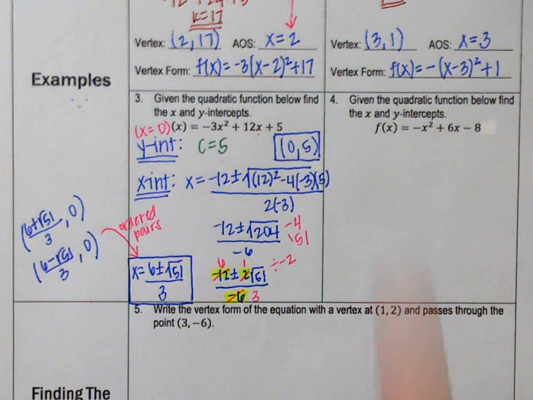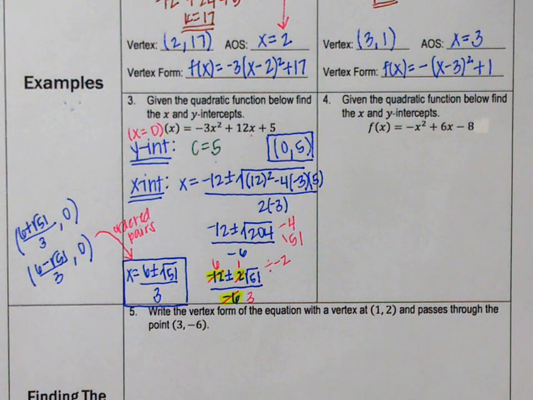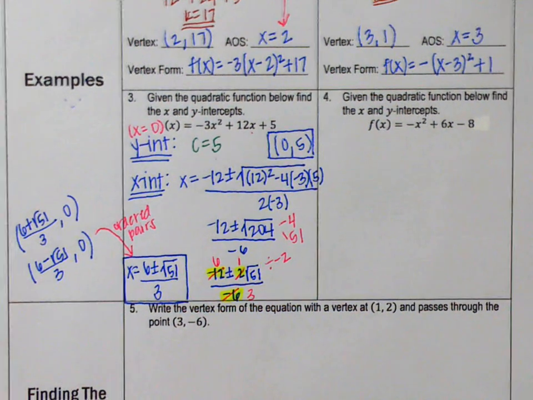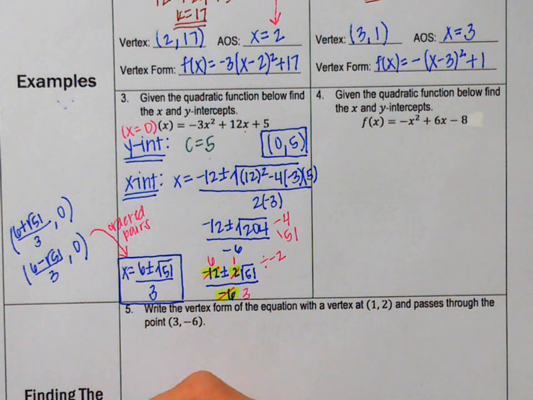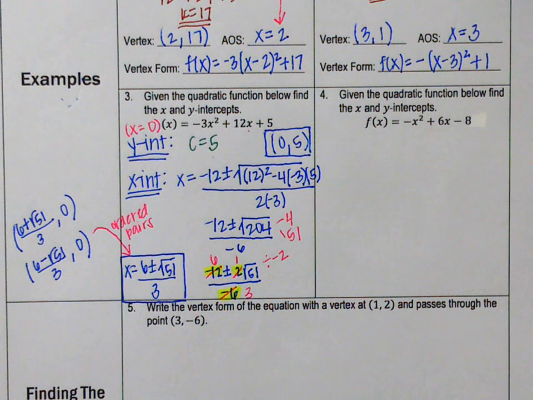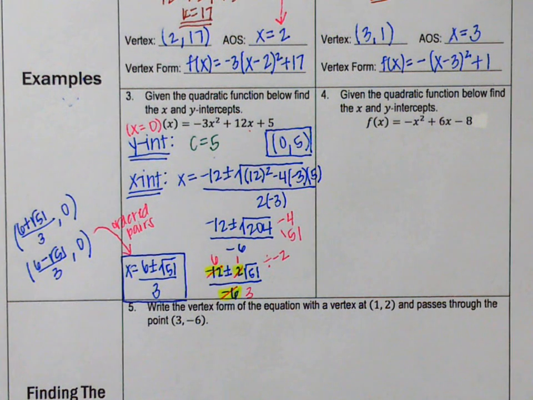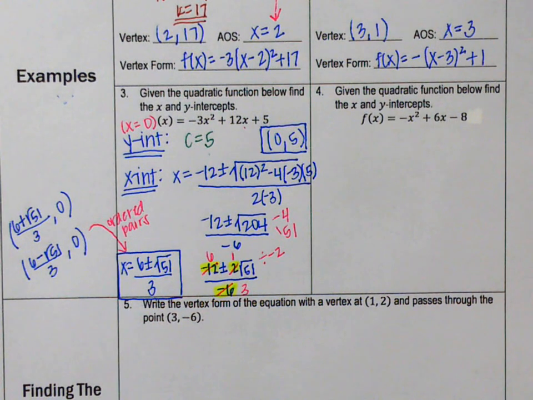Okay, so try 4 on your own, and then just start by finding the y-intercept, come back, check your work, and then pause me again and try the x-intercepts. And if you need me to walk you through it, then don't pause and just have me walk you through it. But do try to find the y-intercept on your own.